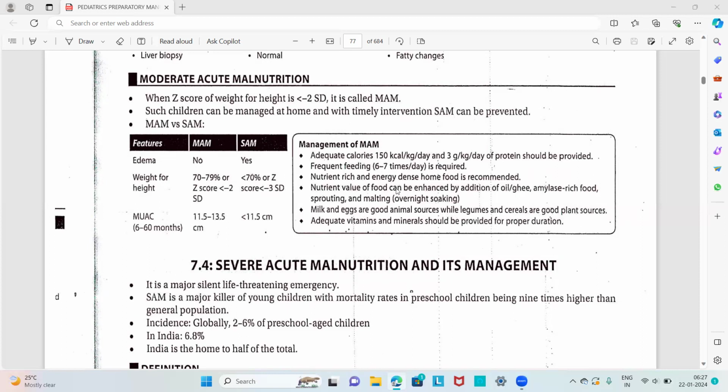We have to provide adequate calorie, 150 kilocalorie per kilogram per day, and protein 3 gram per kilogram per day. Then frequent feeding is required, 6 to 7 times per day. Nutrient rich and energy dense home food is recommended. Nutrient values can be enhanced by adding oils or ghee, amylase rich food, or sprouting and malting, and milk and eggs are added, and legumes and cereals are good plant sources for nutritive value. Then adequate vitamins and minerals should be provided for the proper duration. So these are the management of moderate acute malnutrition.